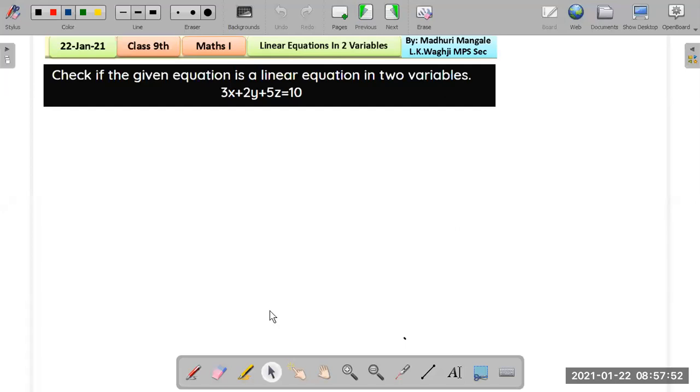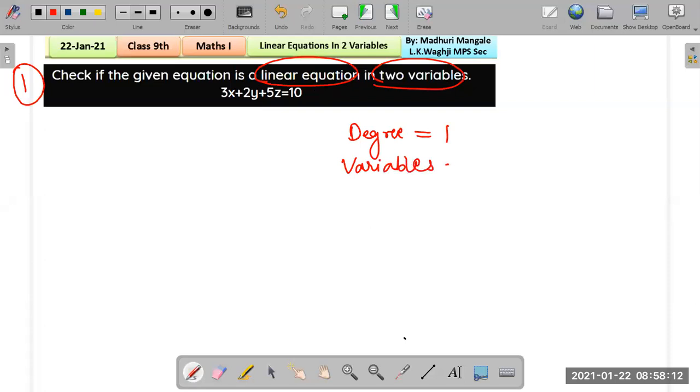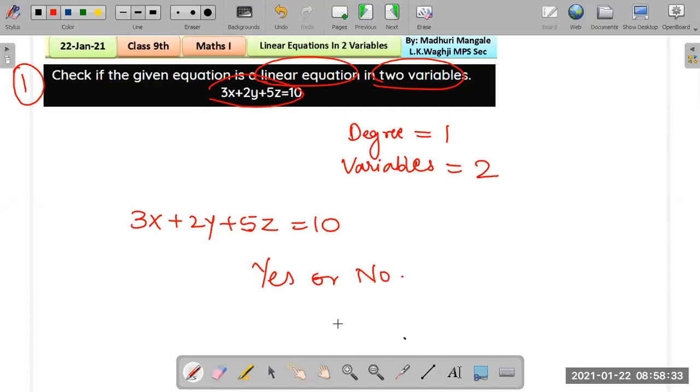All right. So the first question says, check if the given equation is a linear equation in two variables. Now to check if it is linear and in two variables, the degree should be 1 and the number of variables should be 2. So check for this equation: 3x plus 2y plus 5z equals 10. Is this a linear equation in two variables? Yes or no?